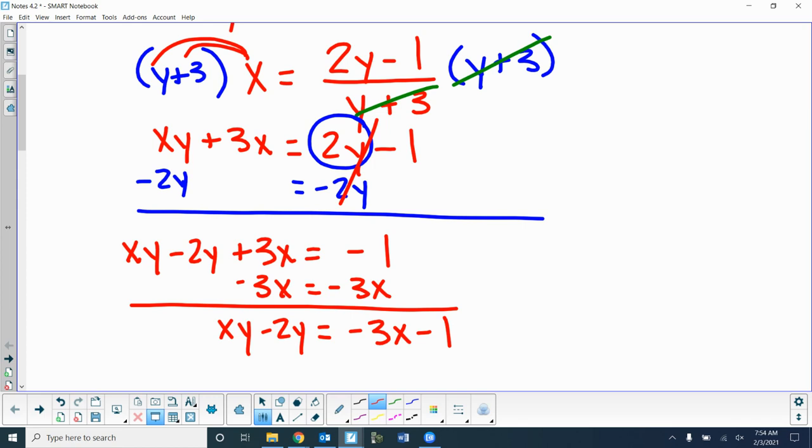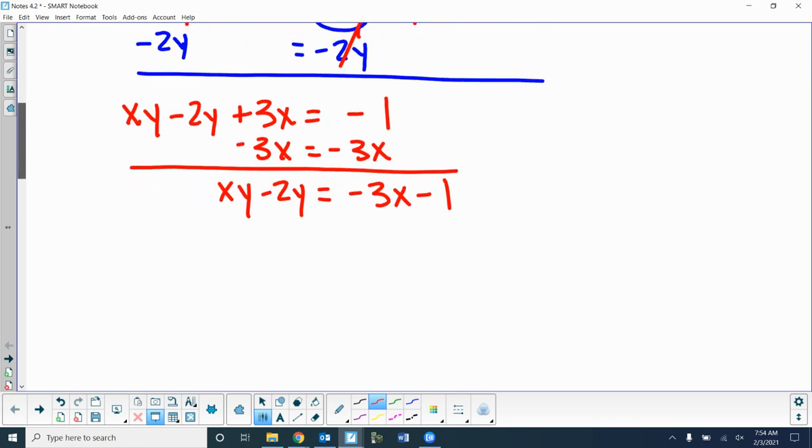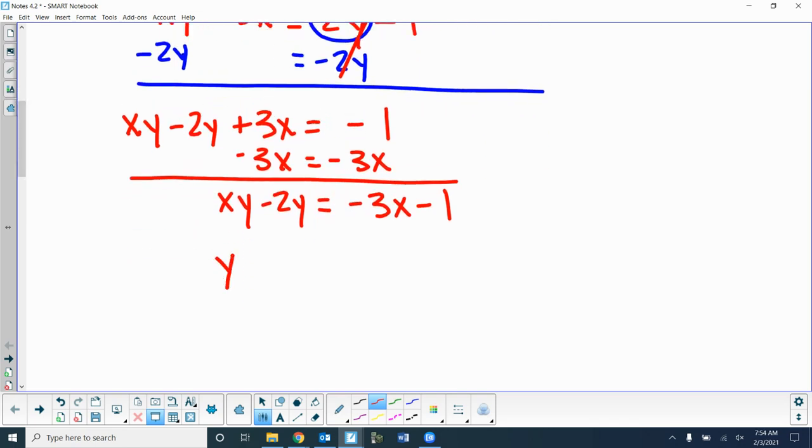All right, so here's what you have to do in this situation. We want to get y by itself. That means we want one y, right? But I've got two y's right now. So the way I turn two y's into one y is I think of a GCF. I factor out the y as a GCF.